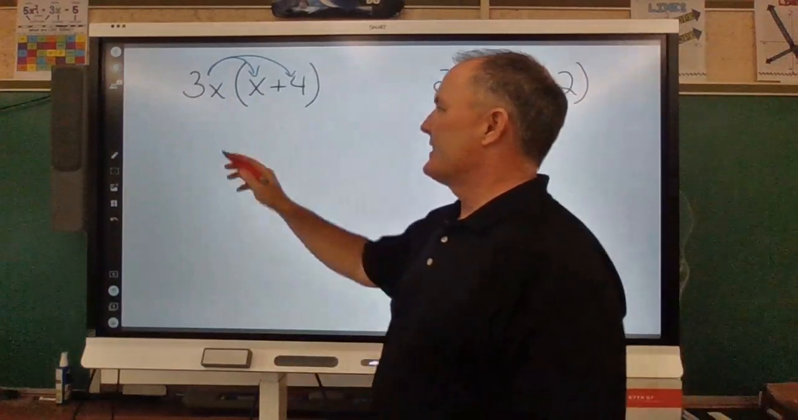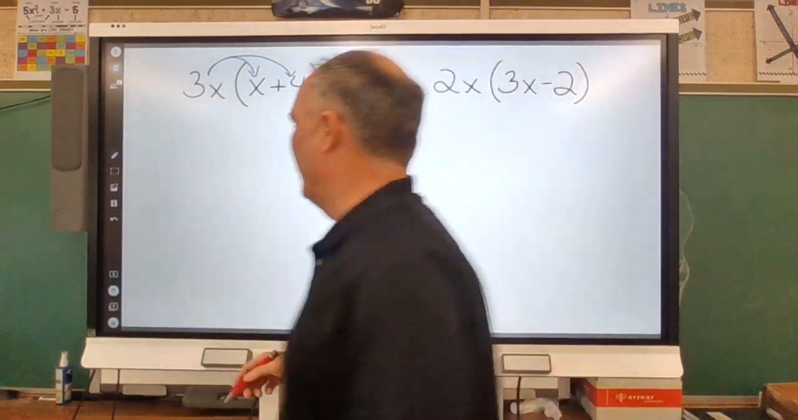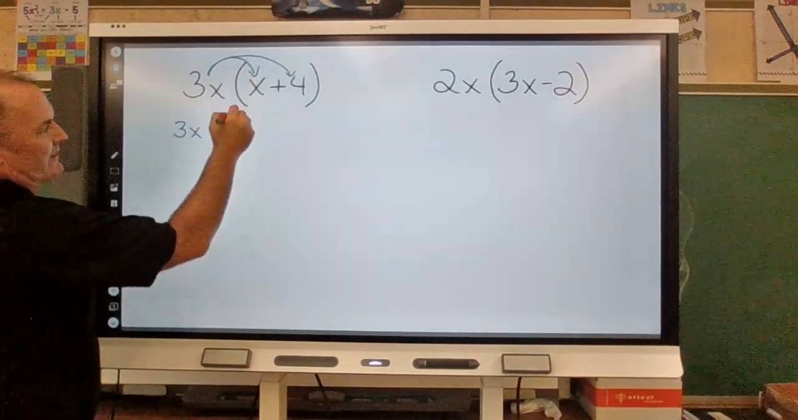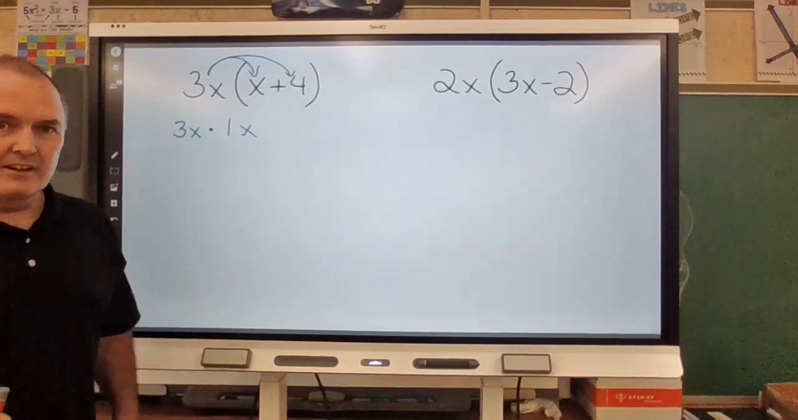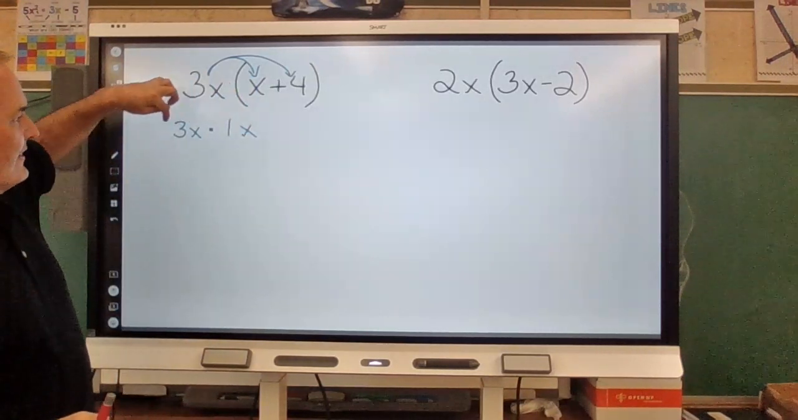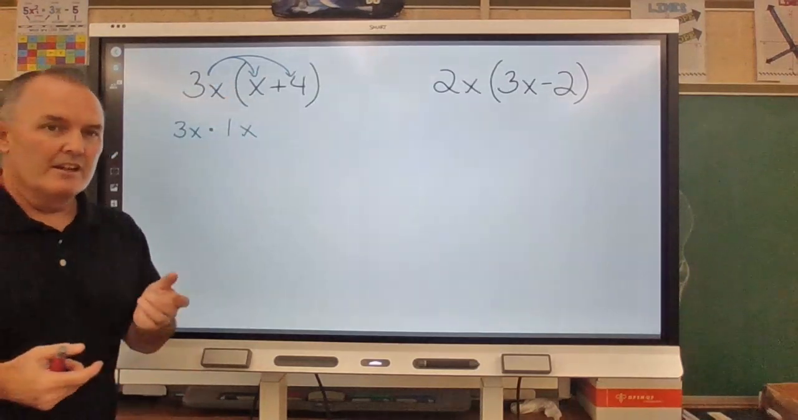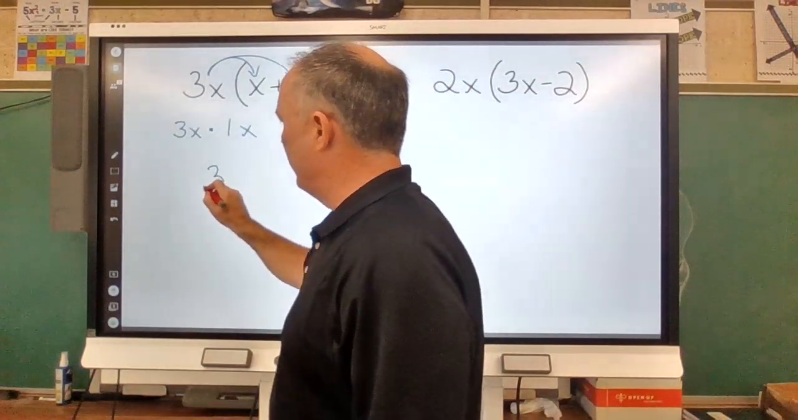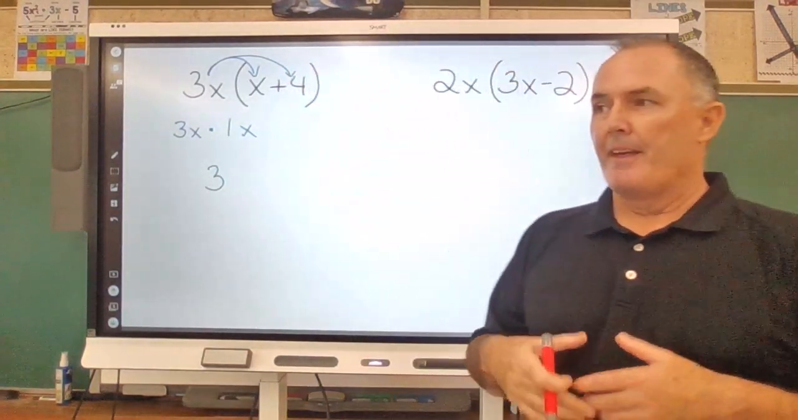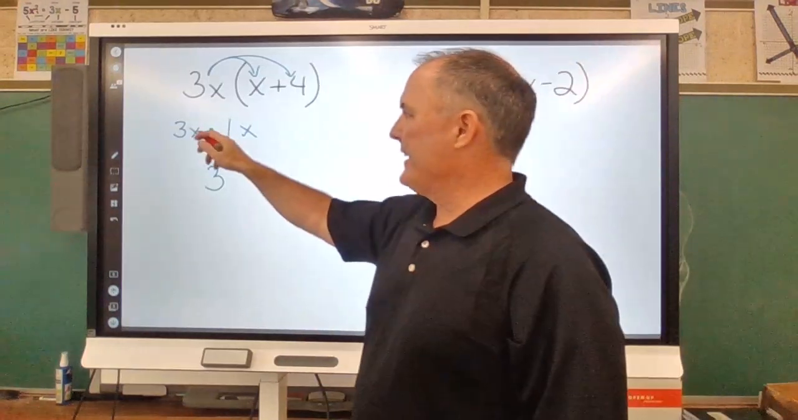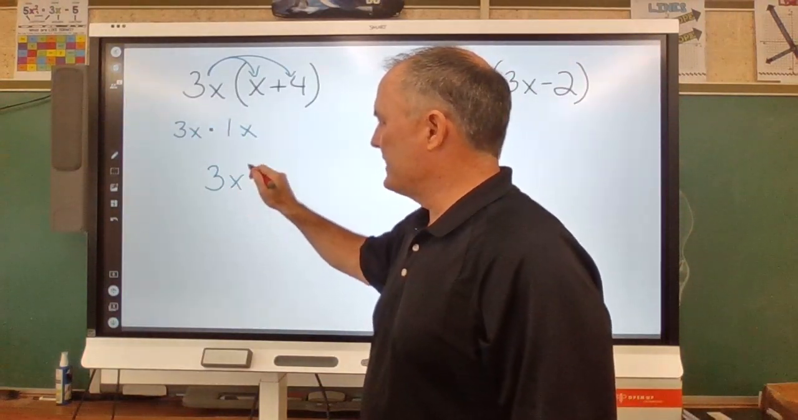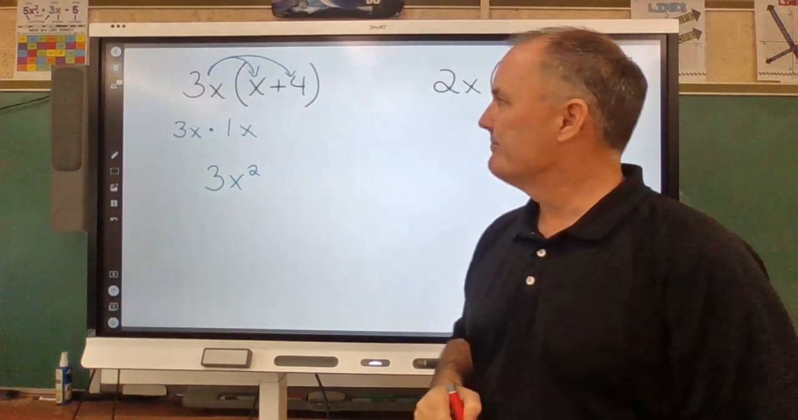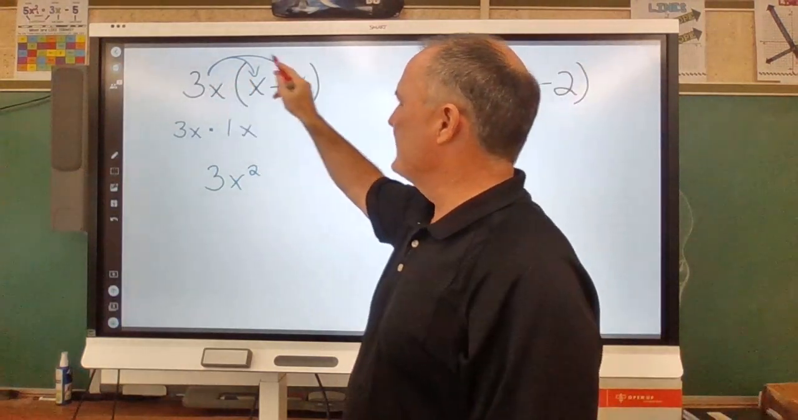Now, to solve this is really like saying 3x times 1x. Okay? So when you multiply something that has variables and numbers, you multiply the coefficients first. 3 times 1 would be 3. And then you multiply the variables second. X times x would be x squared. So 3 times x is 3x squared. Now we multiply 3x times 4.